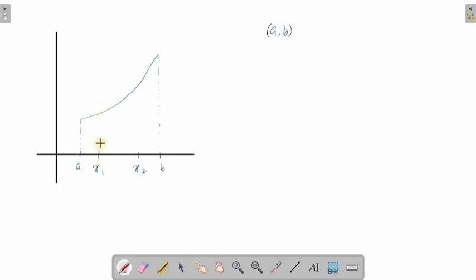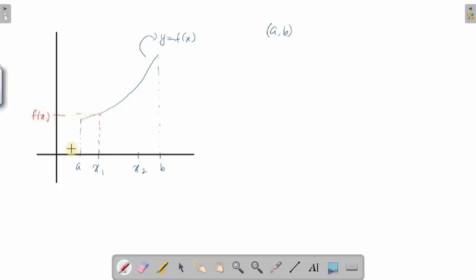If this is your x1, and by the way, I forgot to tell you, this is your function y equals f(x). Now if I ask you what's happening out here, is the function increasing or decreasing? Obviously you say the function is increasing, isn't it? So if the function is increasing, what should be the definition for an increasing function? Suppose this is your x1, then this height is going to be your f of x1.